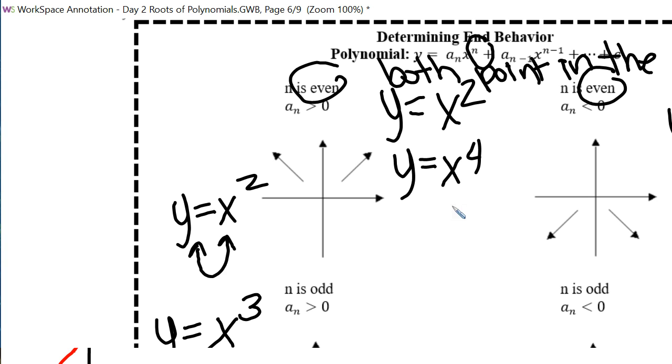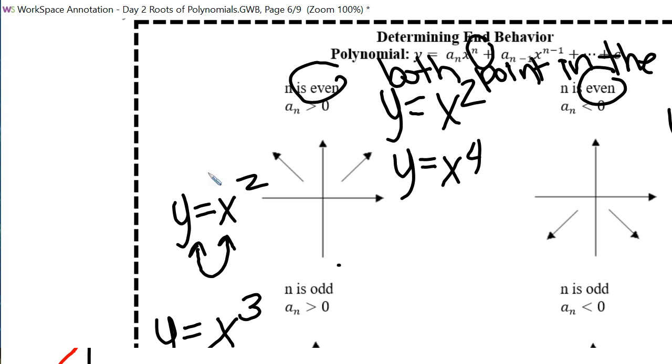Over here, if n is odd, I'm going to keep it as x cubed, but now my leading coefficient is negative. Well, what happens to that cubic parent function when I put the negative out front? It reflects. So that left arm no longer points down. It is now pointing up, and the right arm points down.